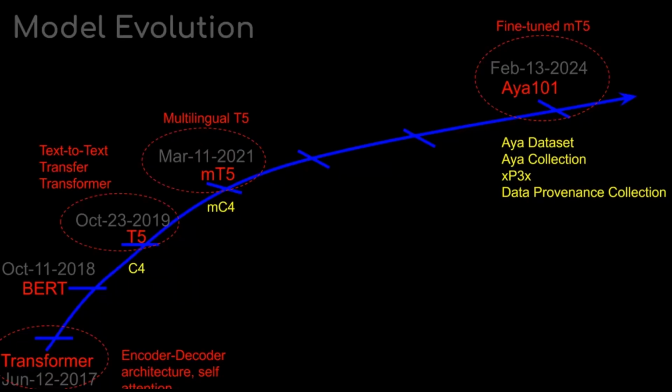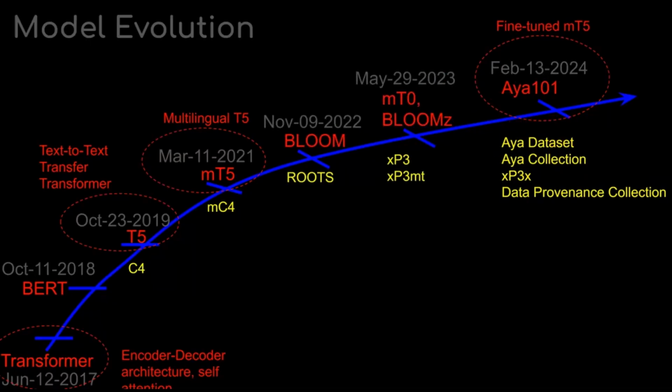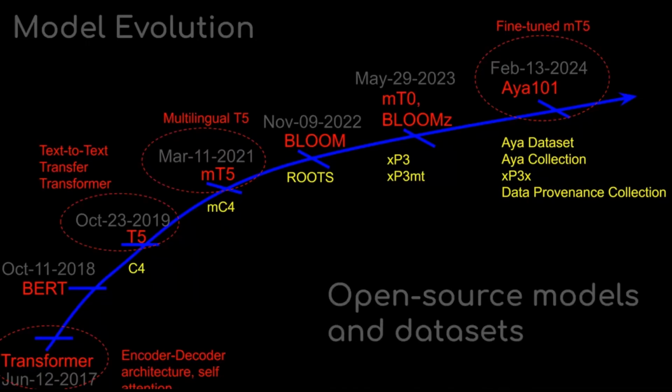And I will go through T5 and MT5. There have been other models released before Aya 101, such as MT0 and Bloom, and they are trained on datasets such as ROOTS and xP3. What you are seeing today in 2024, there is a history that we can trace back to 2017. Now, the good thing is all of these models are open source models, and also the datasets that you're seeing here are open source. So if you go to Hugging Face, you can find every single one of these models.